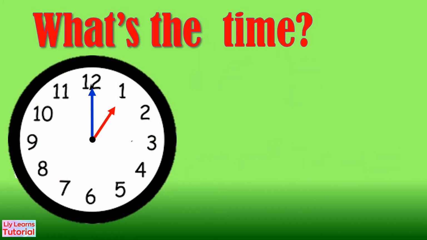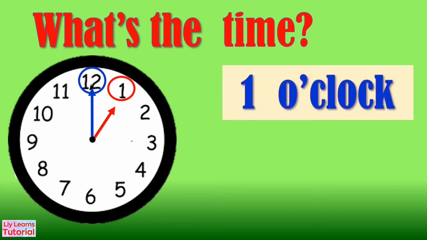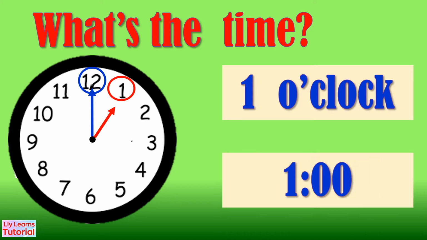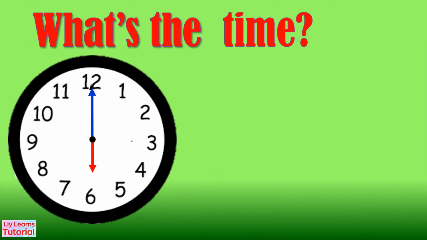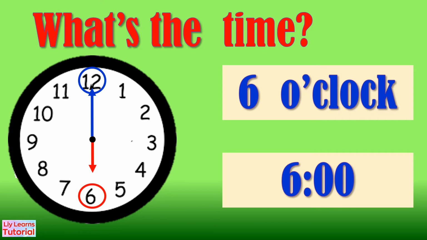Let's read the time. First, look at the short hand. It's pointing to 1. Then the long hand is at 12. So, the time is 1 o'clock. We can also write it as 1 o'clock. What's the time? First, look at the short hand. It's at 6. Then the long hand is pointing to 12. So, the time is 6 o'clock.